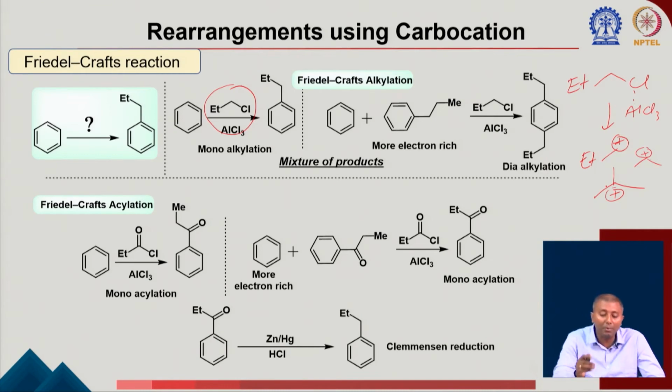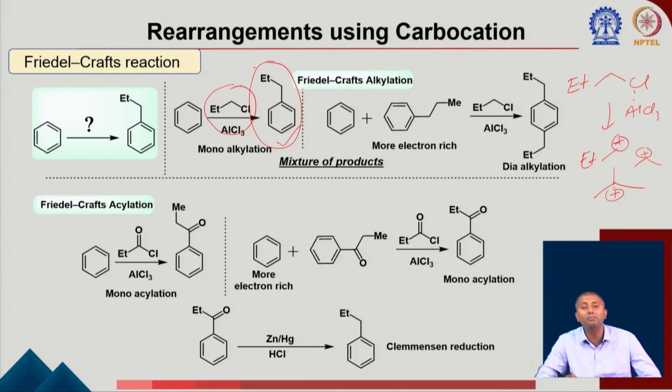Now the problem is, suppose you do a Friedel-Crafts alkylation and you want to stop the reaction at the monoalkylation stage, that means you want to do the first reaction and stop it. But that does not happen. The reaction continues, because once you do the first monoalkylation, this benzene ring is even more electron rich. So it can go for the next Friedel-Crafts reaction, giving you a mixture. You end up getting dialkylation and monoalkylation. So now the question comes: if I want only the monoalkylation product, what is the best approach?